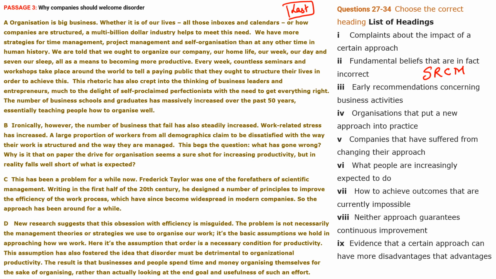Now the S stands for scanning the keywords. That is, once you get your list of headings, the first thing you need to do is mark and scan for the keywords. Complaints, impact, approach, fundamental beliefs, early recommendation. So like this, mark all the nouns and adjectives. Scan for the nouns and adjectives in all the given list of headings. That stands for S.